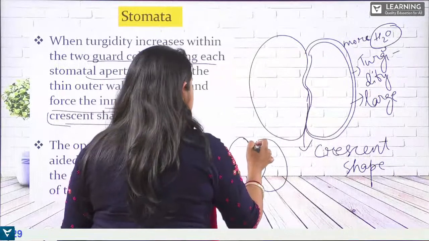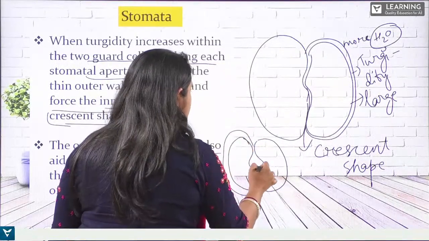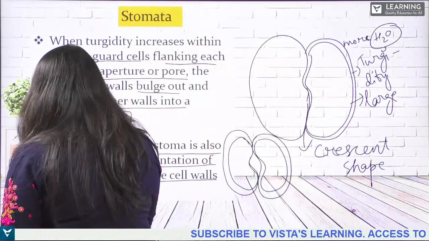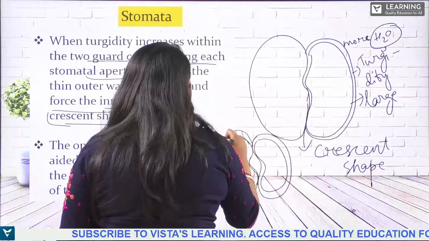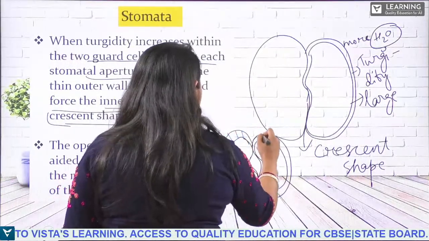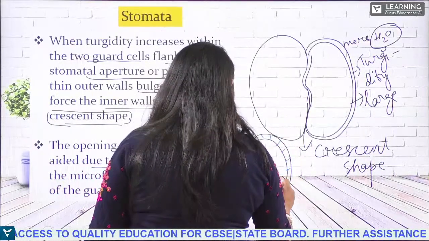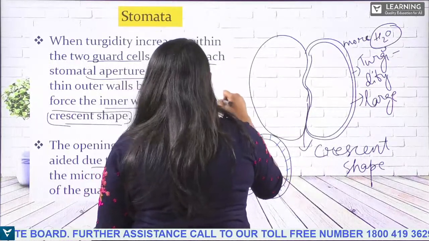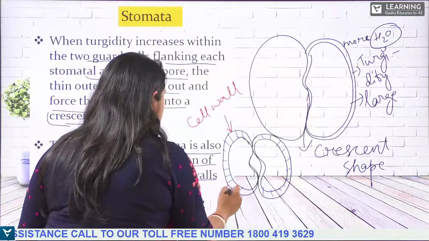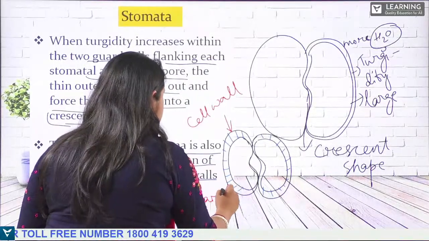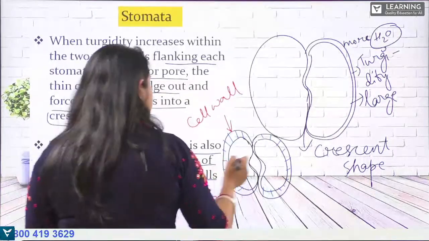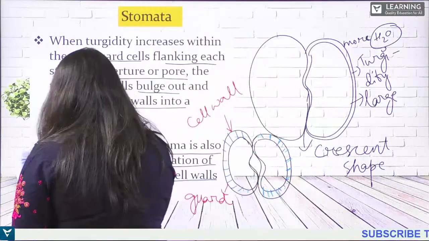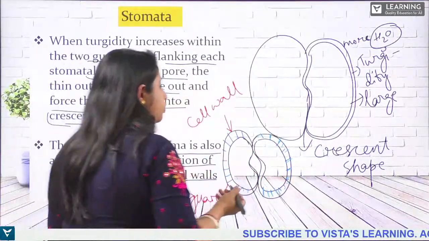So these are the guard cells, okay. In the cell wall of the guard cells, they have what? They have microfibrils, okay. These are arranged radially in the cell wall. This is the cell wall of the guard cells, where these are all the microfibrils, cellulose microfibrils, okay. These are arranged in a radial manner.